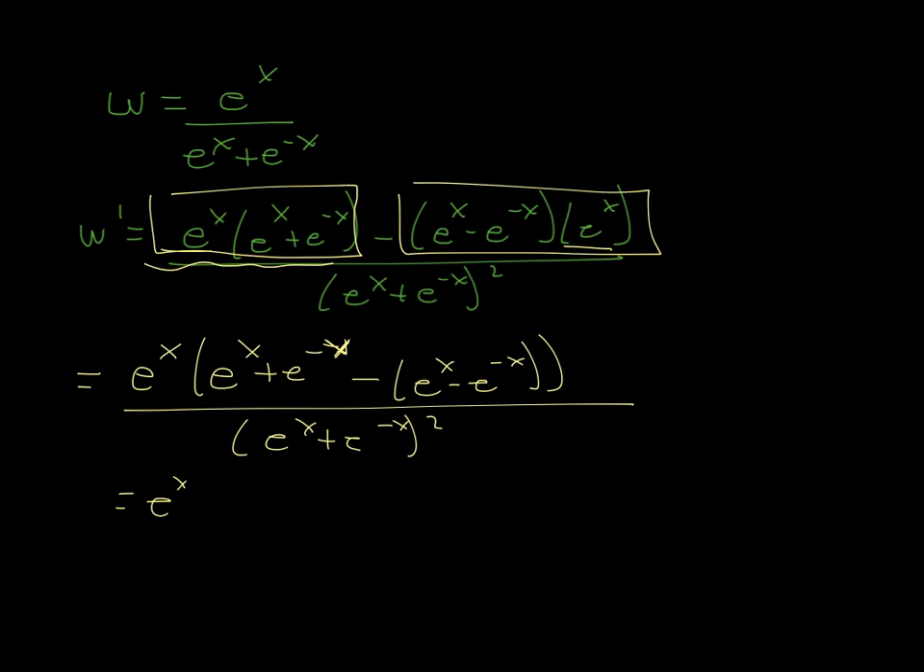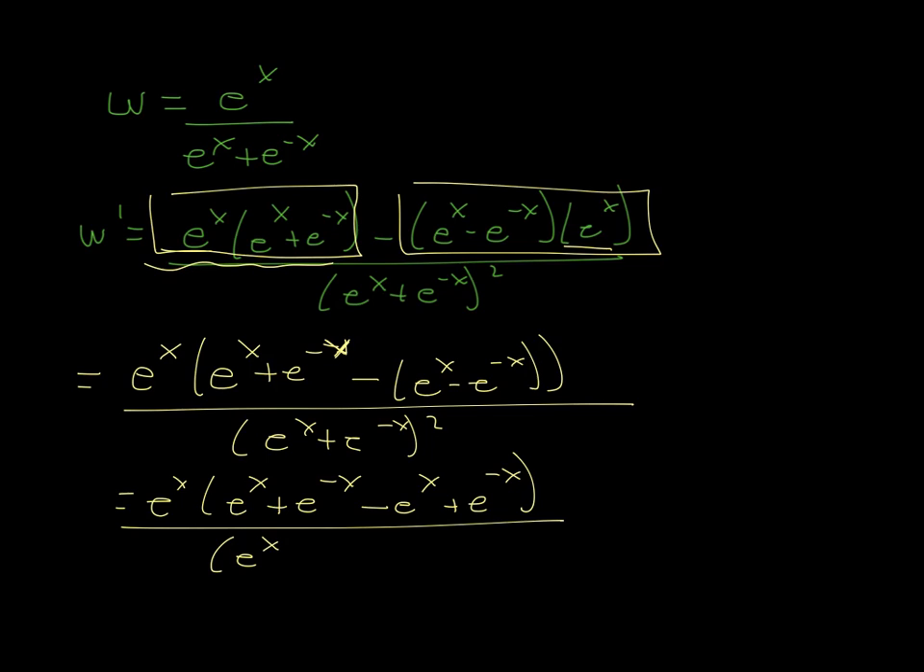So now, when we look inside the bracket, we have e to the x plus e to the minus x minus e to the x plus e to the minus x. And that's all over e to the x plus e to the minus x all squared. So e to the x and minus e to the x is 0. And e to the minus x plus e to the minus x is just two of those. So we have two e to the minus x's, and we have the e to the x at the front.